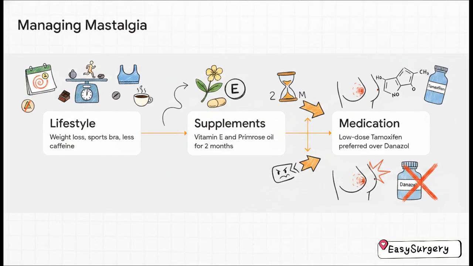So, here's how we escalate that treatment. Step 1 is all about lifestyle. Weight loss, a really supportive sports bra, and cutting way back on tea, coffee, and chocolate. If that doesn't do the trick, we move to Step 2, vitamin E and primrose oil capsules for 2 solid months. And if that pain is still stubbornly hanging around, Step 3, we bring in low-dose tamoxifen. This is highly preferred these days over danazol, simply because danazol carries way too many harsh side effects.